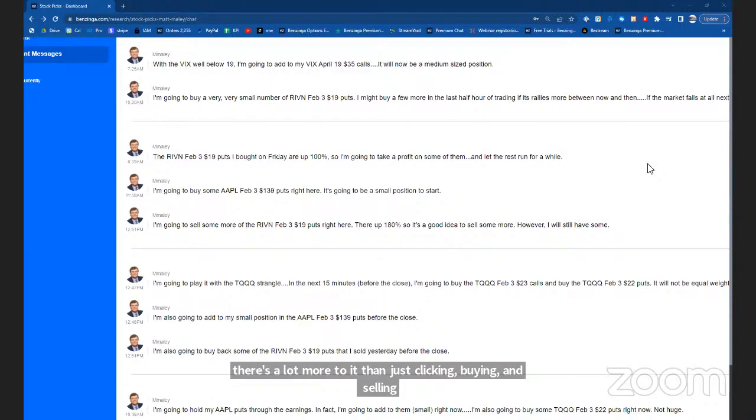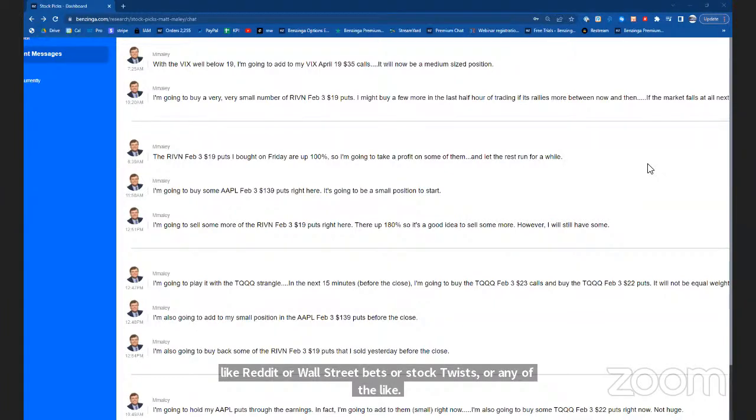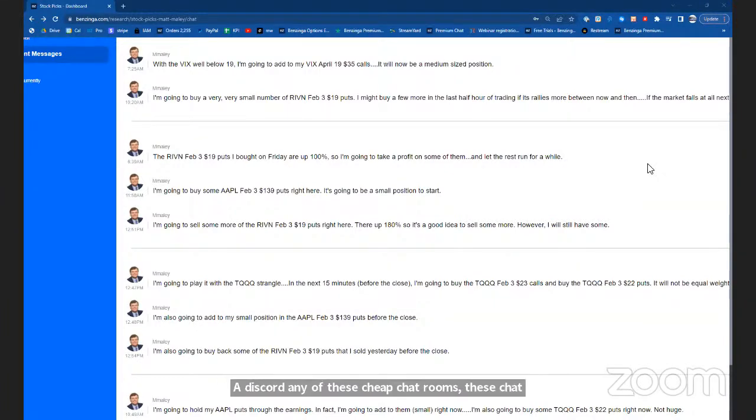And everybody in this chat room, for you guys to know, is a fully verified human being. We don't have bots. We don't have fake accounts like Reddit or Wall Street Bets or StockTwits or a Discord, any of these cheap chat rooms. These chat rooms were developed internally here, and I have to give a shout out to Vin and Tammy on the development team. Help me give them a shout out there.